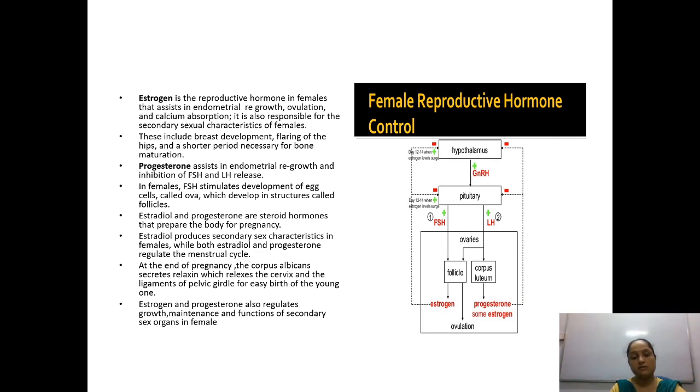At the end of the pregnancy, the corpus albicans. This corpus albicans is nothing else, it is the transformation of the corpus luteum into another phase. That is known as the corpus albicans. It secretes another hormone. See, corpus luteum was secreting progesterone, and this corpus albicans is secreting relaxin, which relaxes the cervix and the ligament of the pelvic girdle, so that easy birth of the young one will be there. And estrogen and progesterone are also regulating the growth, maintenance and function of the secondary sex organs in the females. So this was all about the hormonal control in the female and the male.